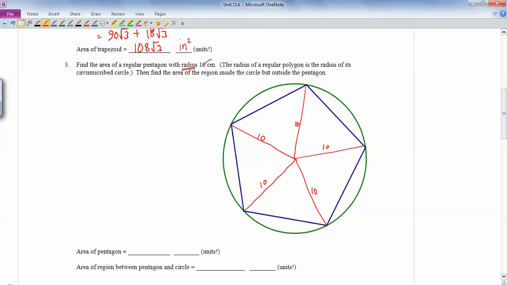And let's see, we're working in centimeters for the length, which means the areas that we're looking for are going to be in centimeters squared. Okay, so we need the area of the pentagon first. Then we're going to get the area of the region right here, these guys, eventually. So I'll shade those in now.